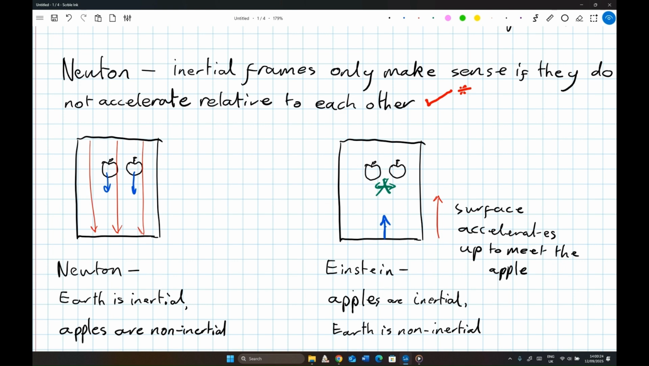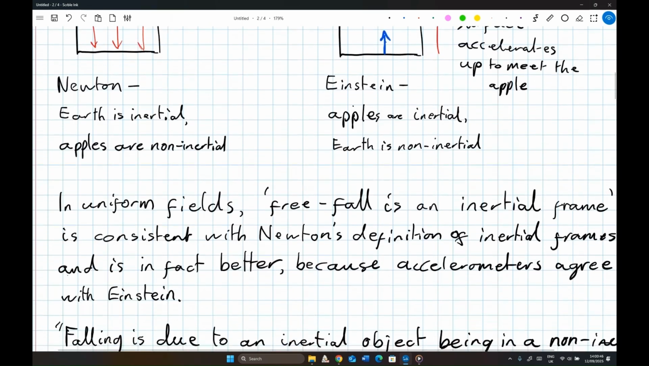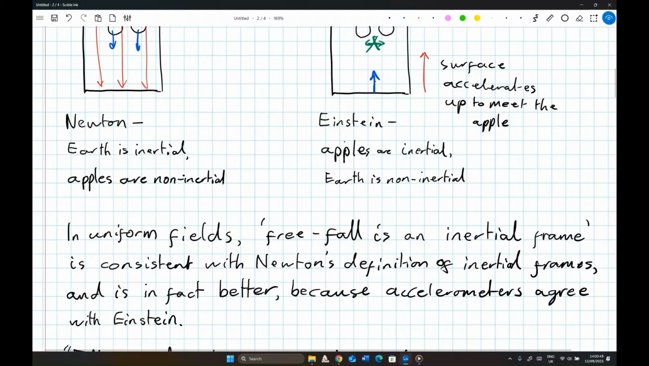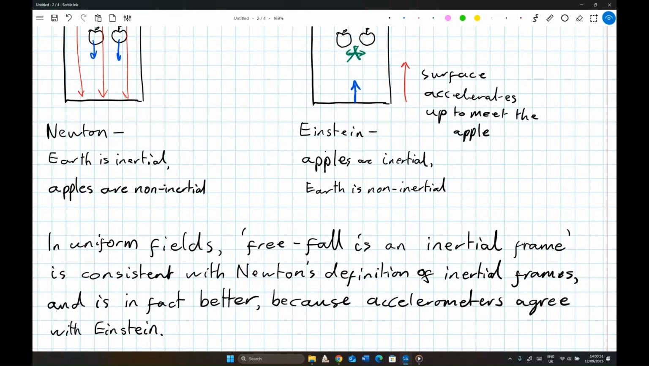Einstein says, according to your own definition, Newton, you can take the free-falling apples as being inertial, and the surface of the Earth accelerates up to meet the apples. No force is required, only that the surface of the Earth accelerates up to the apple. The apples are consistent with Newton's inertial frames. So, in uniform fields, free fall is an inertial frame, and it's consistent with Newton's definition of inertial frames, and is in fact better because accelerometers agree with Einstein.